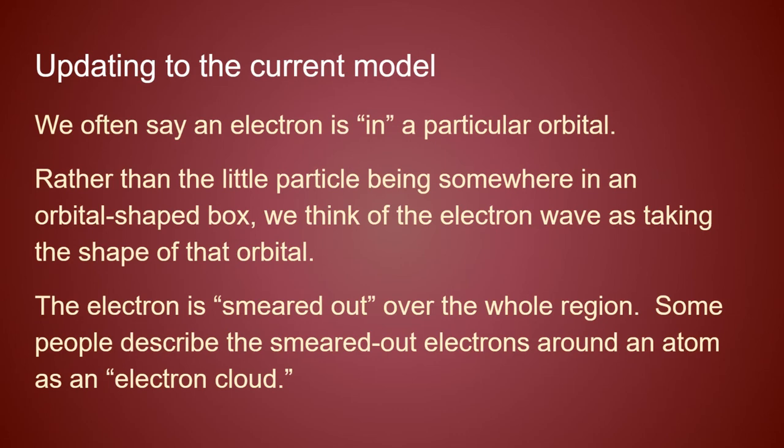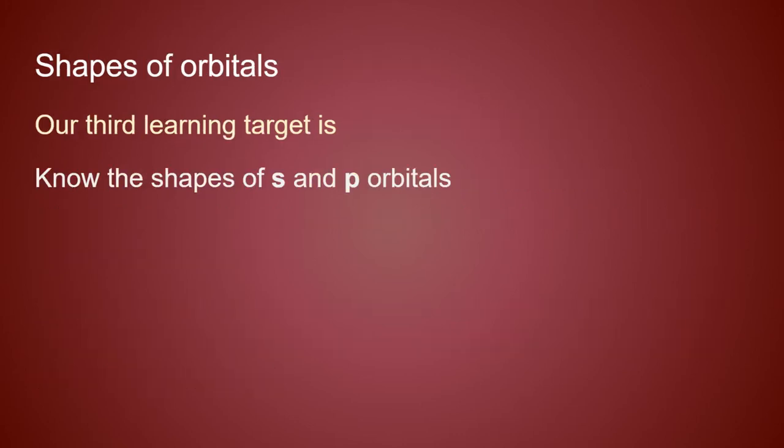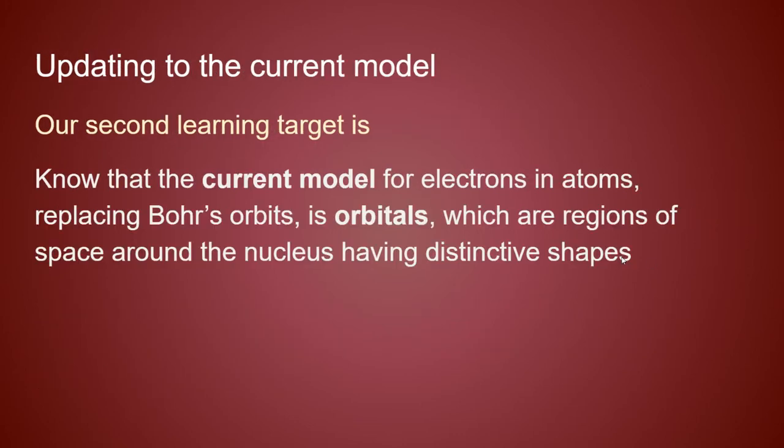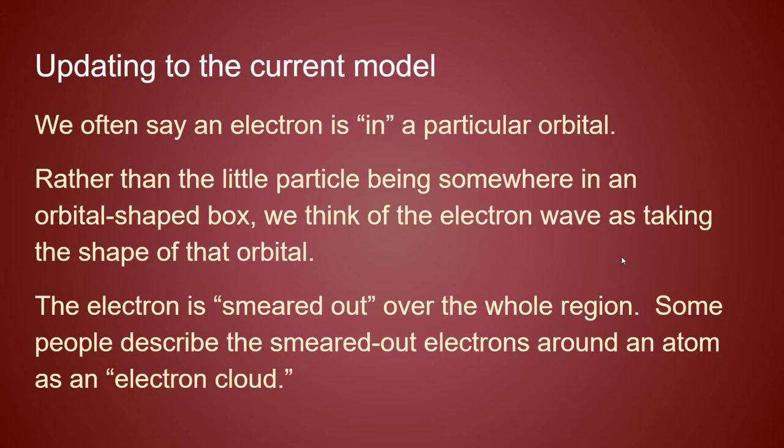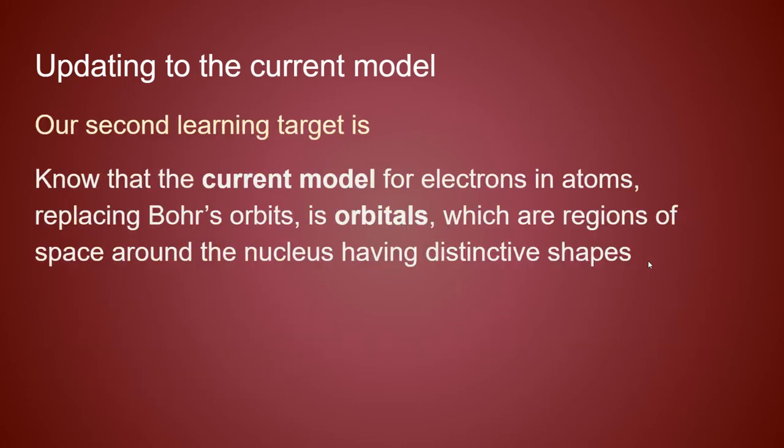We often say an electron is in a particular orbital. Rather than the little particle being somewhere in an orbital-shaped box, we think of the electron wave as taking the shape of that orbital. The electron is smeared out over the whole region. Some people describe the smeared out electrons around an atom as an electron cloud.